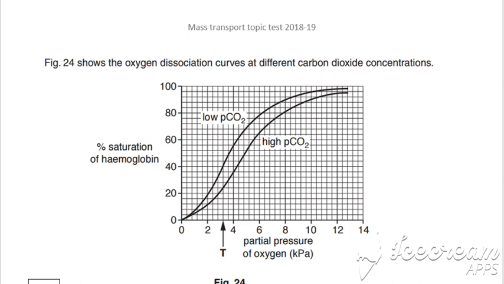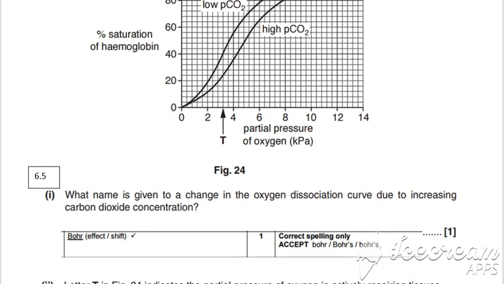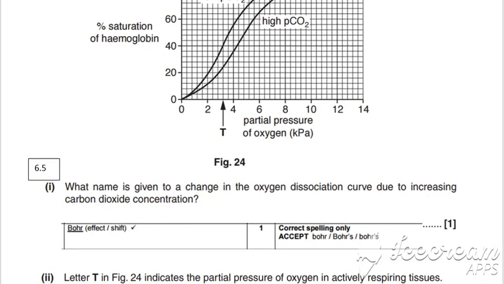Figure 24 shows the oxygen dissociation curve at different carbon dioxide concentrations. So we've got a high carbon dioxide concentration and a low carbon dioxide concentration. What is the name given to the change in the oxygen dissociation curve due to an increase in carbon dioxide concentration? And this is the Bohr shift or the Bohr effect. But you need to have the correct spelling.